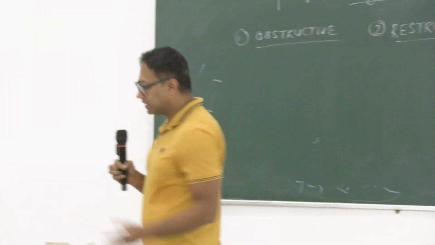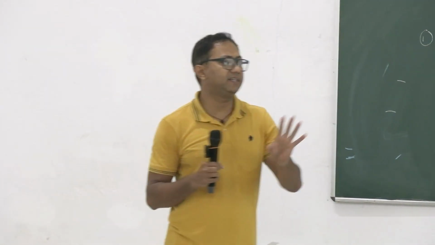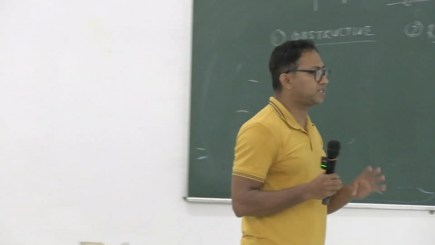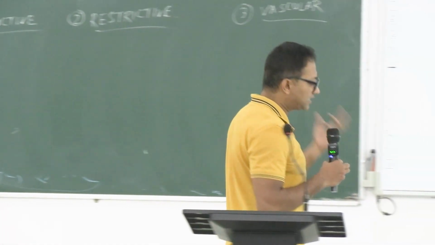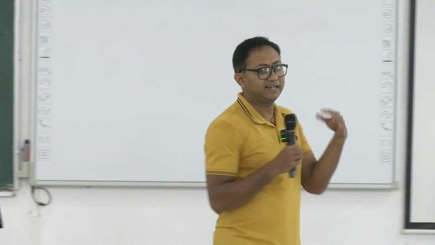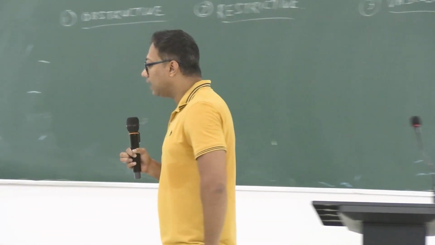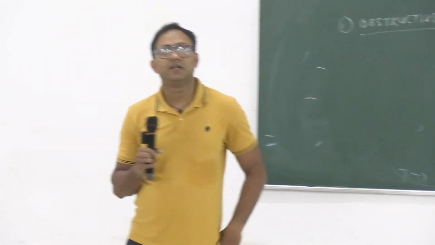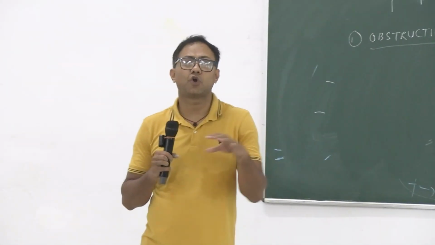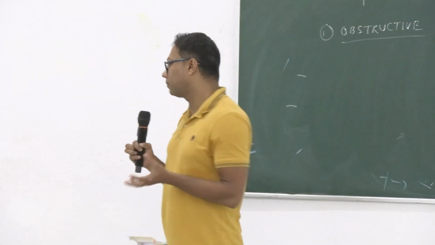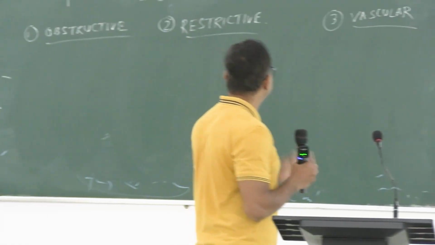Obstructive disease means airway obstruction. Okay, obstructive disease means definitely there is some airway obstruction. Now that obstruction might be inspiratory obstruction or expiratory obstruction. Obstruction may be there in the large airways, or in the small or medium sized airways. So that depends on the disease. And restrictive lung disease means some part of the lung is not taking part, some part of the lung is not working basically. So there is restriction.